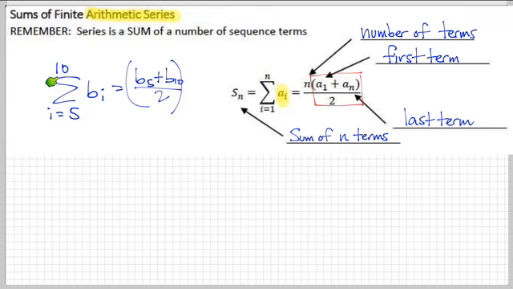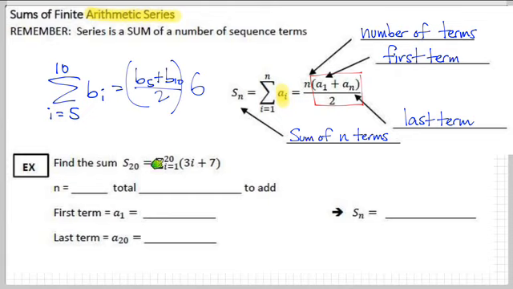Now let's be careful here. It is not 10 minus 5. 5, 6, 7, 8, 9, 10. There are 6 terms there. So pretty simple, straightforward formula. I like to think of it again as first term, last term, find the average, multiplied by the number of terms.